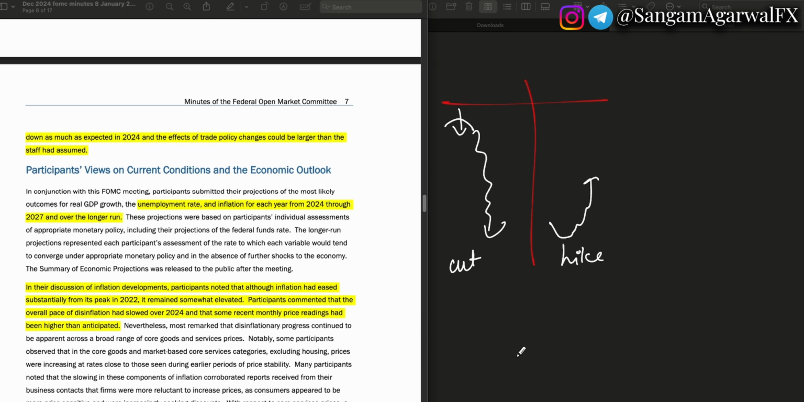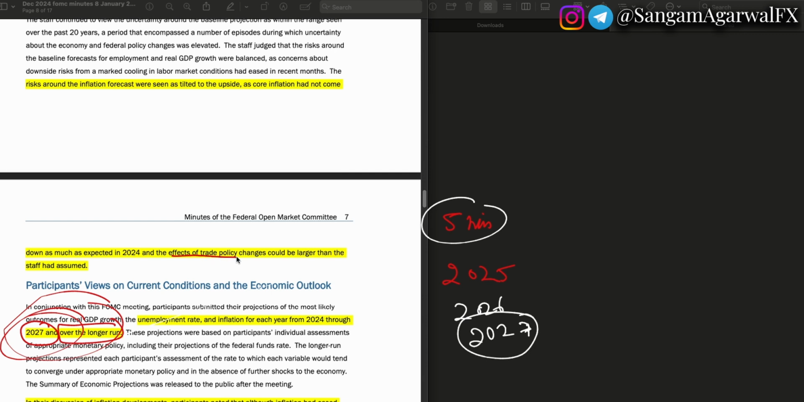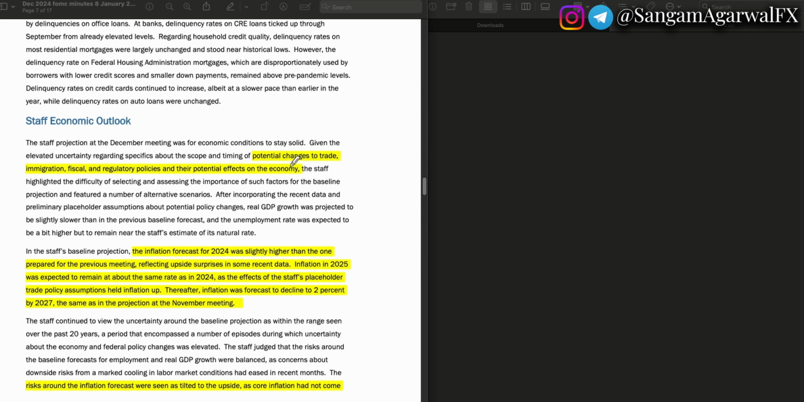Old trend was top and falling inflation. New trend is bottom and rising inflation. So officially they are saying in this minutes PDF, overall the pace of disinflation has slowed over 2024. That falling trend of inflation, that speed is decreasing. They are saying effect of trade policy change. We have to see the new policy of Trump and market reaction and effect on economy. You can read again potential change to trade, immigration, fiscal, regulatory policy and their potential effect on the economy. But by March 2025, I think we will have more clarity about trade policy, immigration, fiscal and regulatory policy.